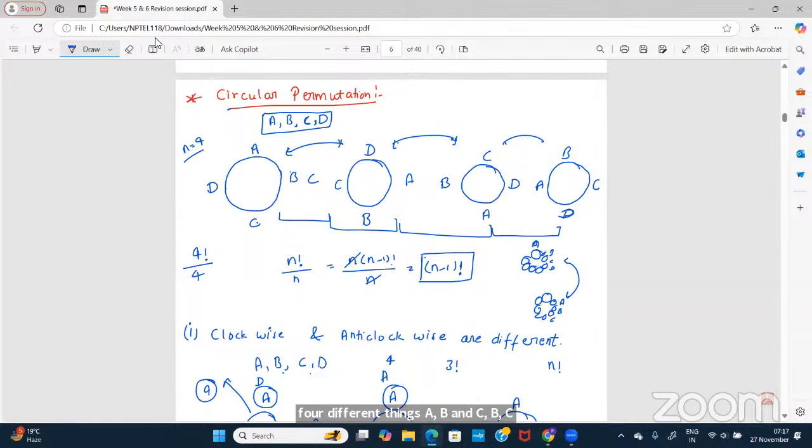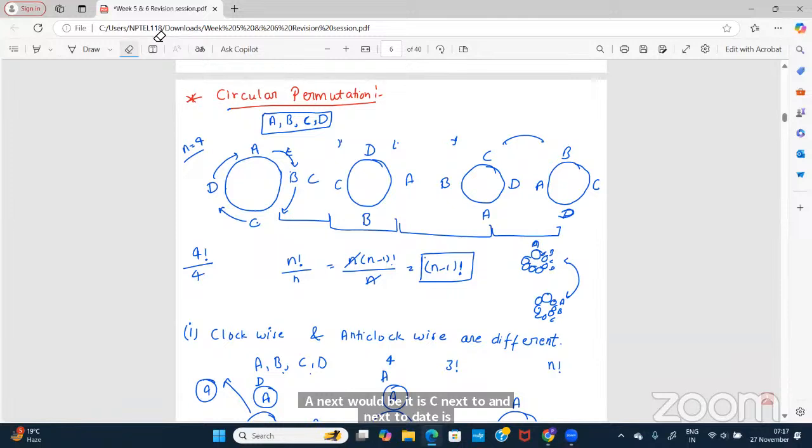So first of all, you can arrange A, B, C, D. Like A next to A, B next to B, C next to C, D, then next to D it is E. And if you try to see all these 4 figures, you will see that this is nothing but the same.